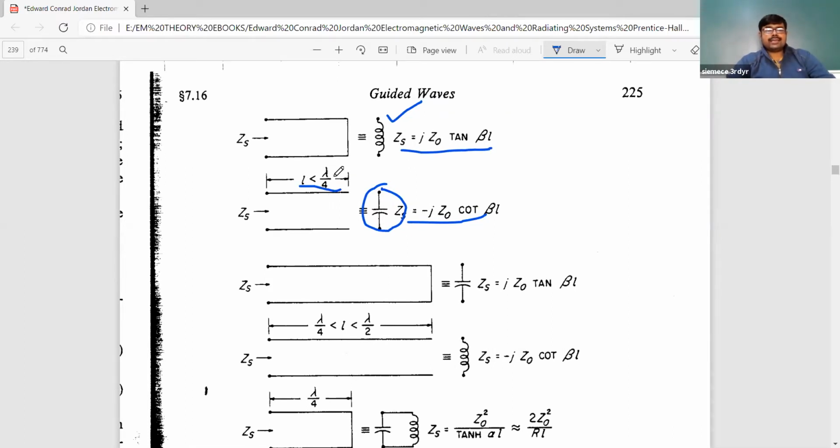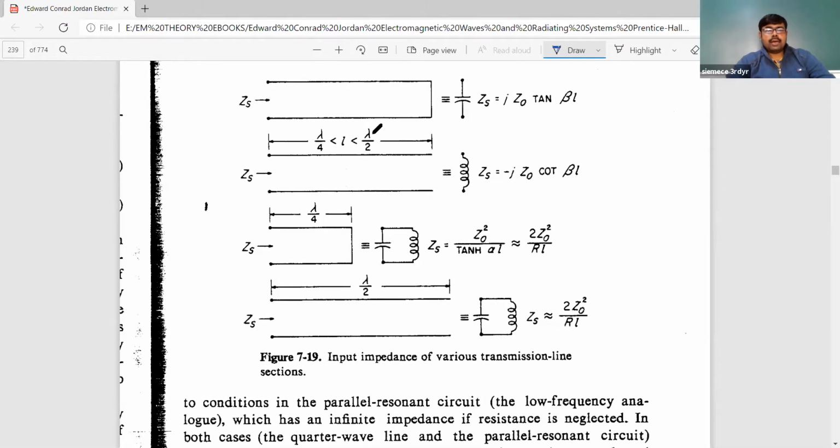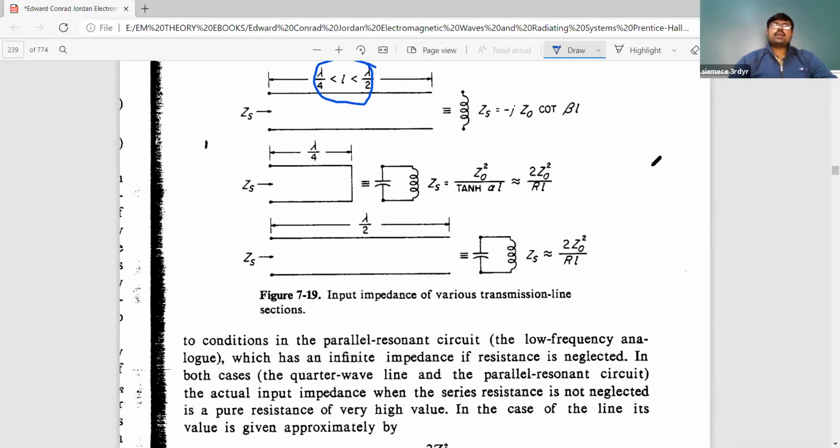In this case, we have mentioned L is less than lambda by 4. Now if you see the value of this particular length, lambda by 4 is less than L is less than lambda by 2. For this condition, what we are deriving is that the value of Z is equal to minus jZ naught cot of beta L, that is the condition we are defining.